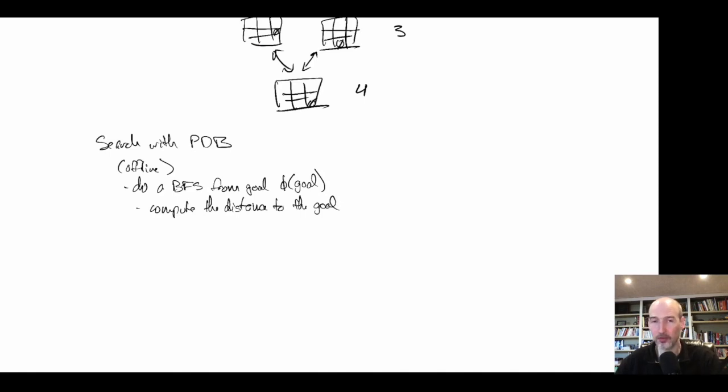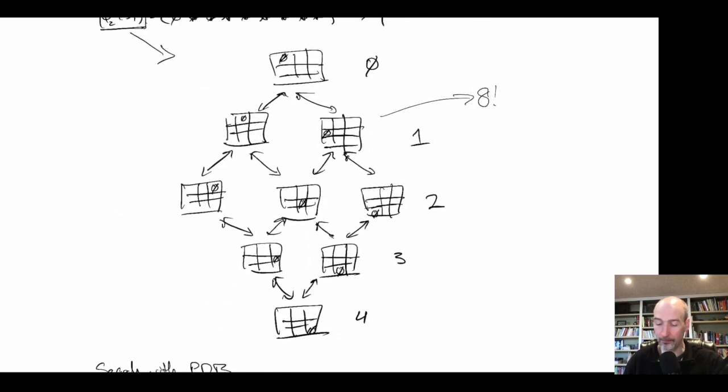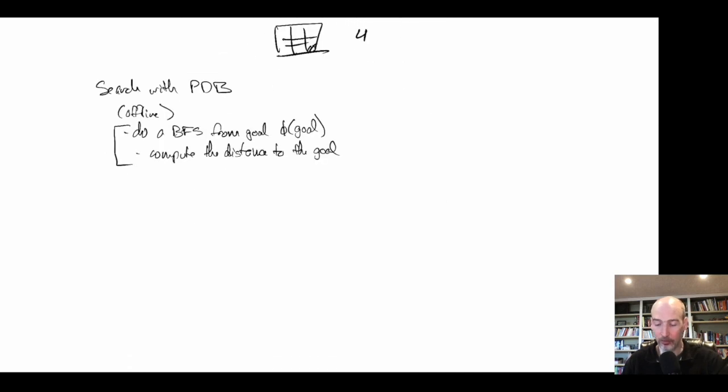Let's assume for simplicity there's no directed edges, although we could handle those cases. I mean, both of these cases can be handled, but for simplicity here, we're going to assume that. So I do a breadth first search. It may be offline, and I'm going to get the distance to the goal. So I build this graph here.